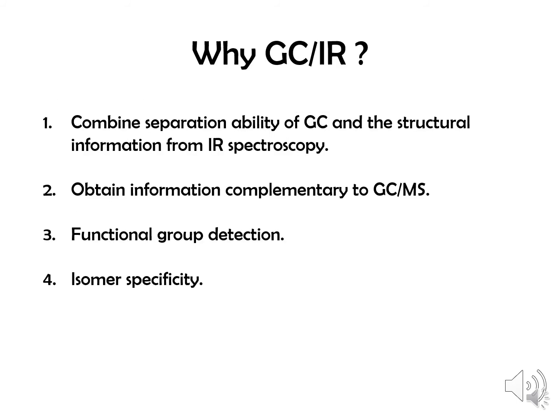Well, if we combine the separation ability of GC and the structural information from infrared spectroscopy, this is going to give us information that's complementary to what we get by GC mass spec. Functional group detection, which can be very powerful, and isomer specificity, which is very important when it comes to a lot of the analysis we want to do. With any kind of bioactive molecule, it's very important to know that we have the isomer we think we do. This comes up in the food industry, the flavor industry, medicine, lots of applications. Isomer specificity is very important, and mass spec does not do it as well as IR does, and certainly the best is to have both of them together.